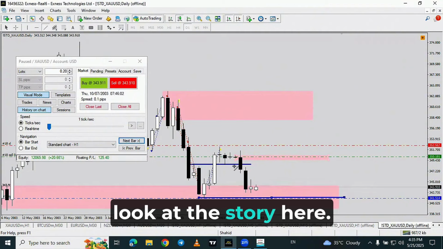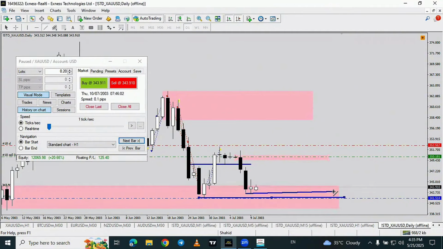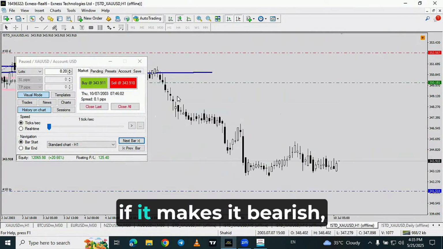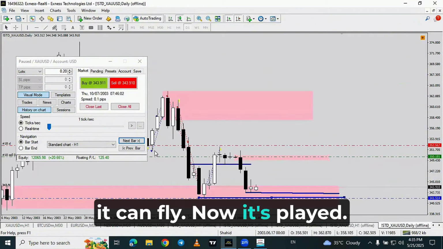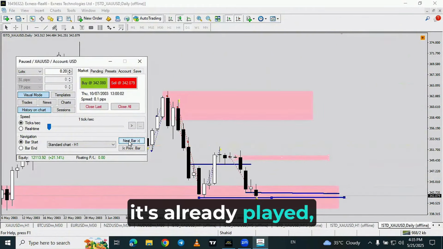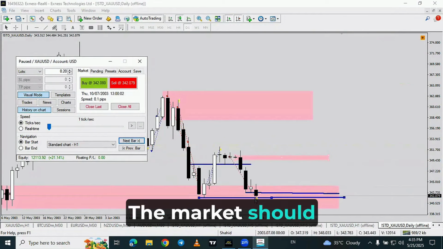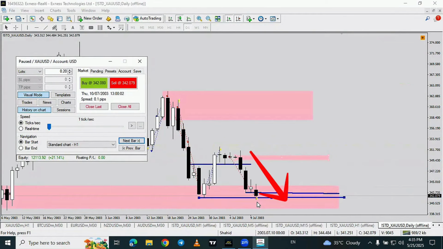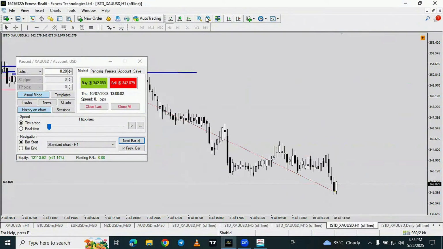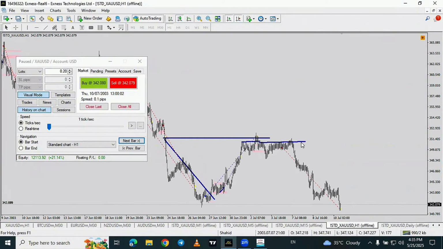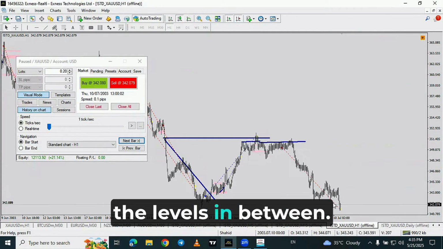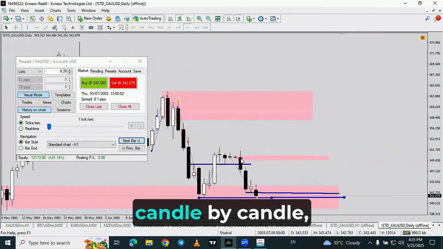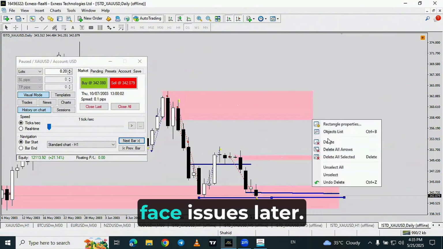Now look at the story here. This zone has now played. I told you if it makes it bearish, it can fly. Now it's played. If the market goes, it's already played. So we'll delete it. The market should come here next, because it has picked all the levels in between. This is story by story, candle by candle. I'm telling you so you don't face issues later.